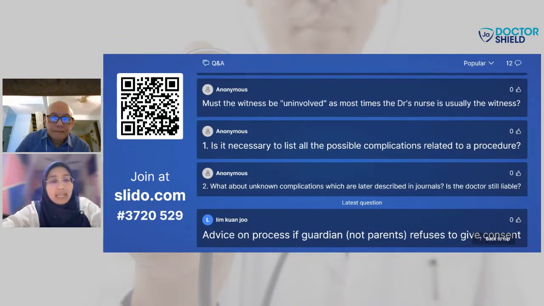Or at the end of the day, in terms of the rate of success, whether it's going to be 80%, 90% recovery and that kind of thing, if the consultant feels that this is important and this is being asked by the patient, then it needs to be stated clearly in the consent form.